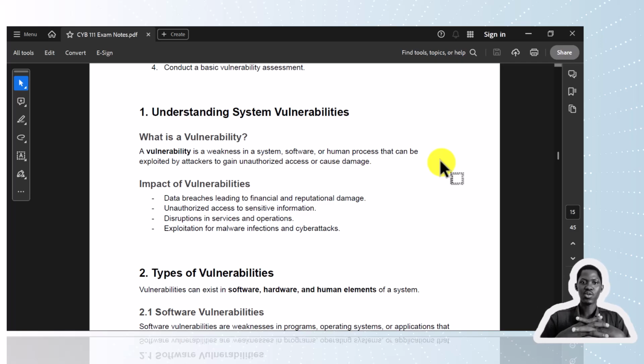Then disruptions in services and operations. This is another impact of vulnerabilities. A vulnerability that is exploited can cause damage to a system, which will lead to disruption in services and operations. So imagine the NIBSS system. You don't know the NIBSS system, so let me explain what it is. The NIBSS system is the system that stands between all banks in Nigeria. So when you want to transfer money from GT Bank to Opay, it's going to go through the NIBSS system.